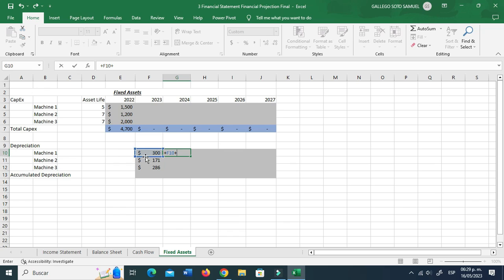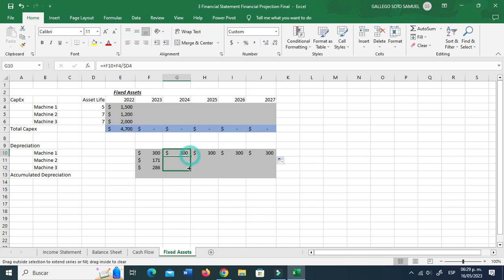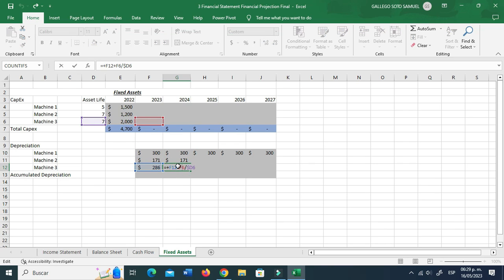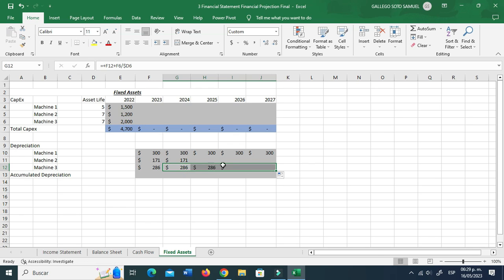So we have the machinery one, which is 300. That's gonna be the depreciation for that year. We're gonna be adding this depreciation too, one over here, and we're gonna be selecting the asset life too, and we're gonna be clicking this 3 times, and so on and so forth. Okay, I think it should self-populate.